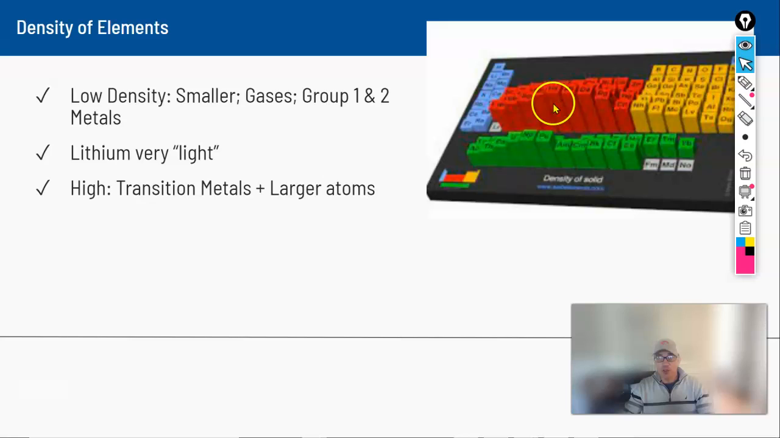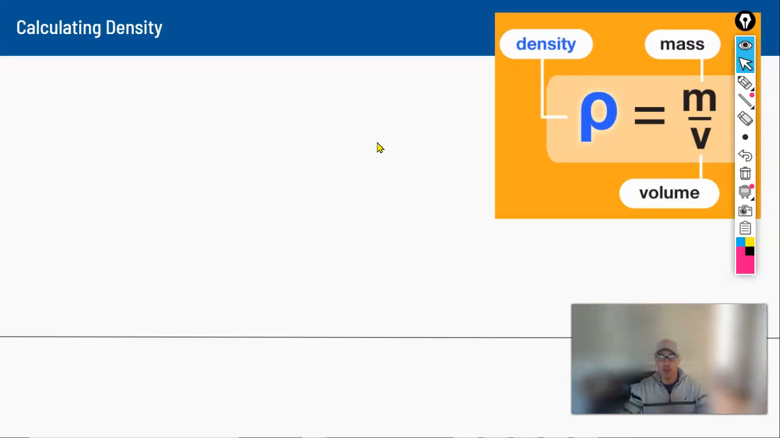The other metals, though, the transition metals in particular, tend to be more dense, and that has to do with their arrangements and how they're just kind of put together.